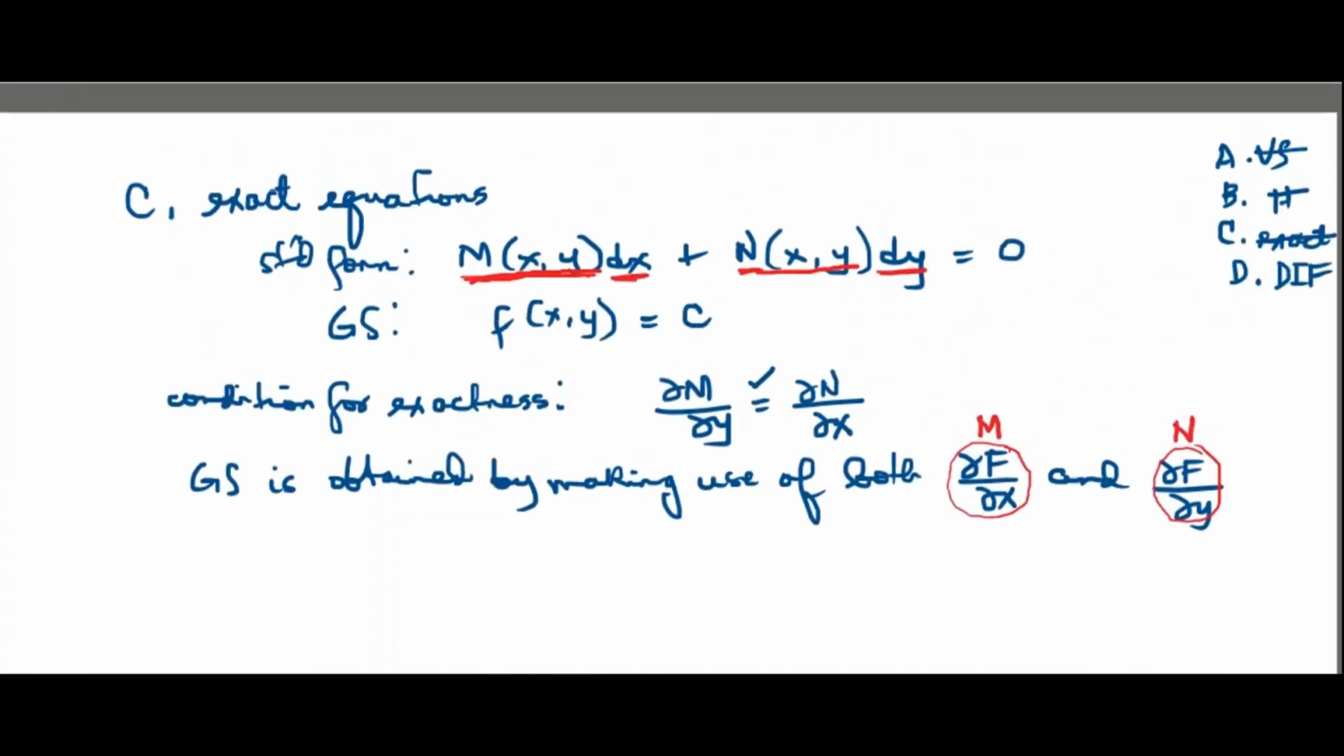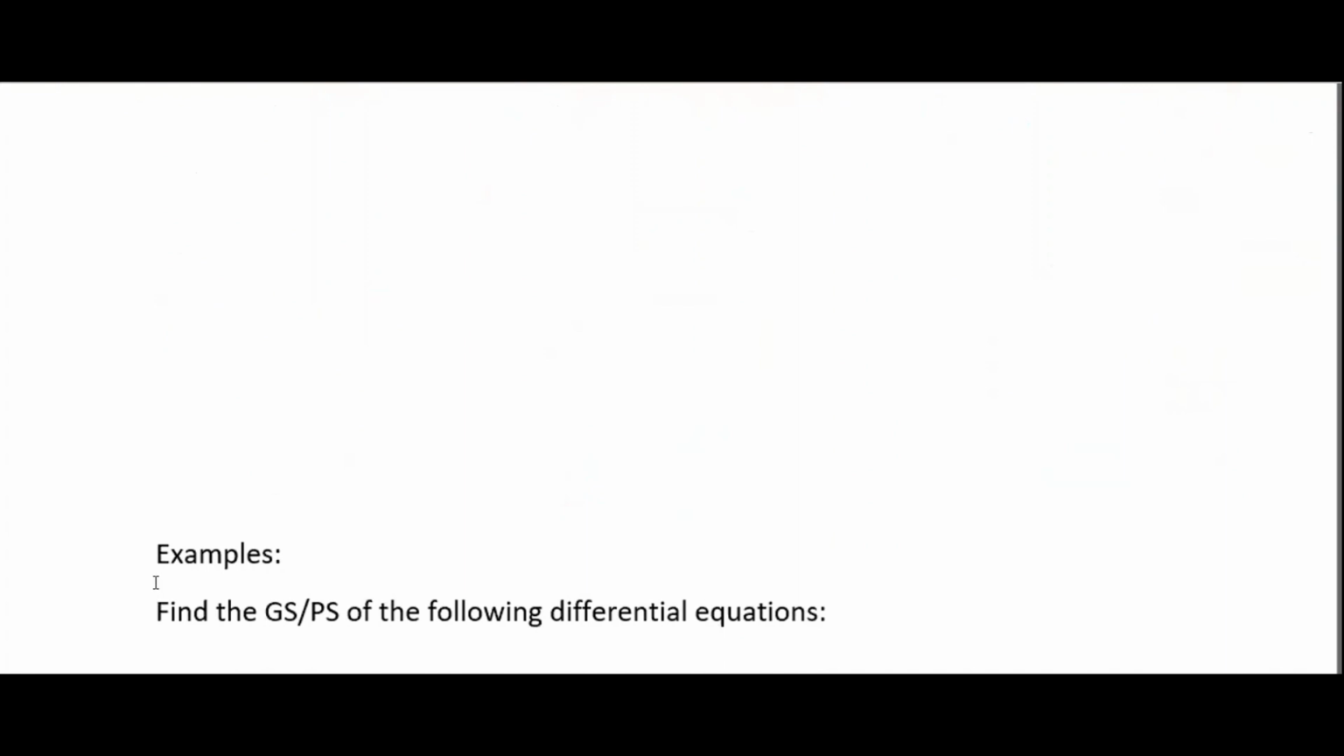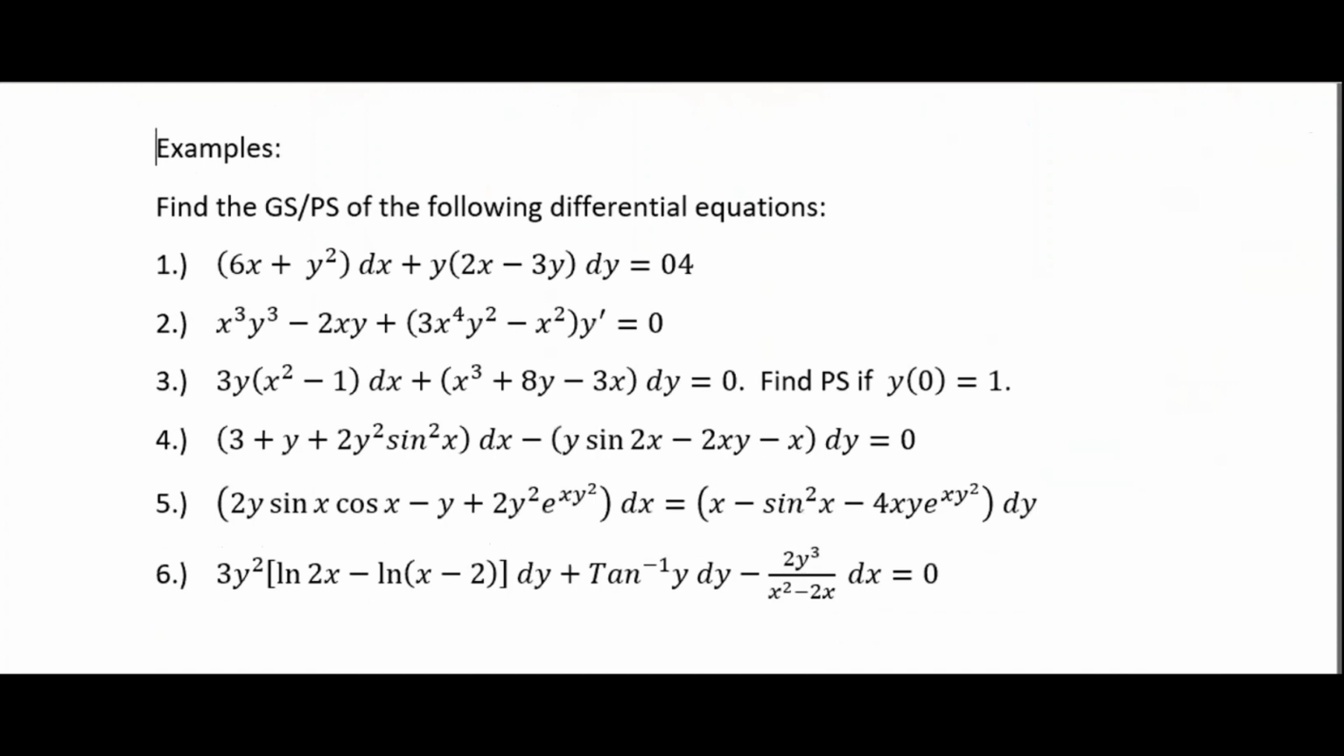So tandaan nyo lang yan, ang M ko will be the terms containing dx. Ang N ko will be the terms containing dy. And then ang M natin is our partial derivative of f with respect to x. Ang N natin, partial derivative of f with respect to y. And then of course, we will have to satisfy the condition for exactness. Okay, nakuha ba guys? Yes. Okay, so let us continue with our first example.